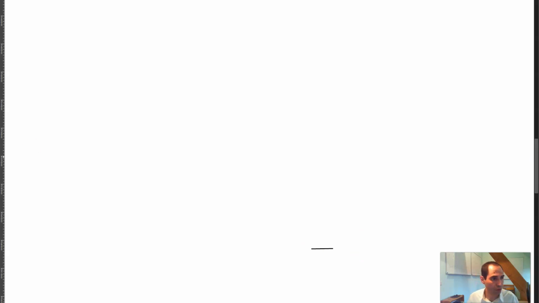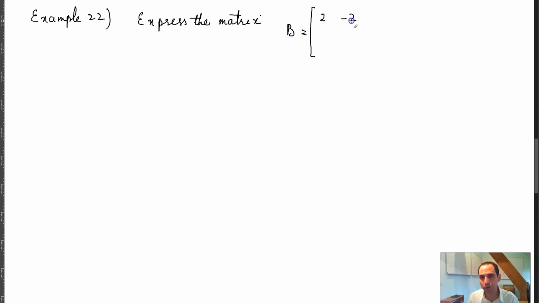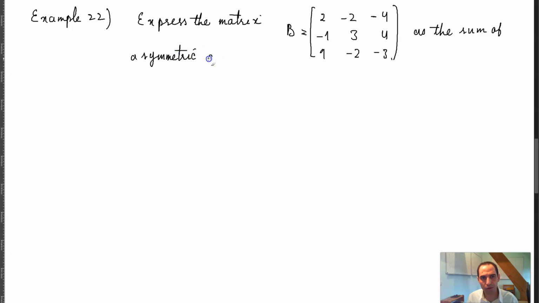Example number 22. We want to express the matrix B, as basically 2, -2, -4, and -1, 3, 4, and 1, -2, -3 as the sum of a symmetric and a skew symmetric matrix.